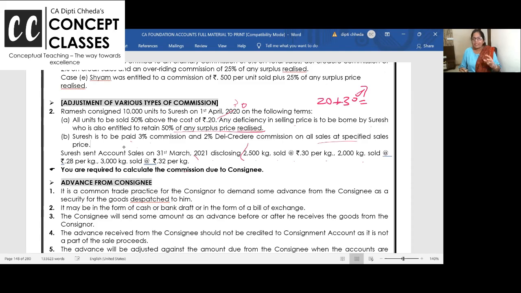So first you calculate total sales. On total sales 3% normal and 2% Del Credere we do. And only on this 3,000 sale, which is at 32, 3,000 into 30, whatever is the difference, 3,000 into 2, 6,000. ये 6,000 का जो sales है, on that 50% you will get. Write and keep the answer. Total commission will come to 14,250. Do it as homework and share with me tomorrow.